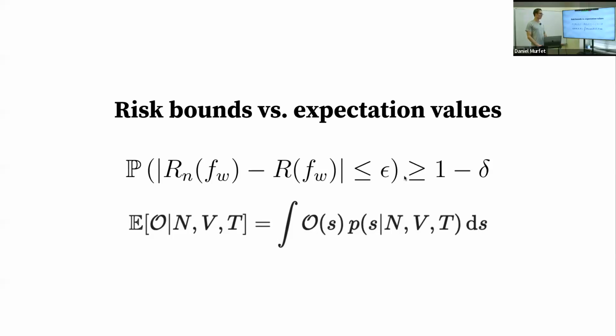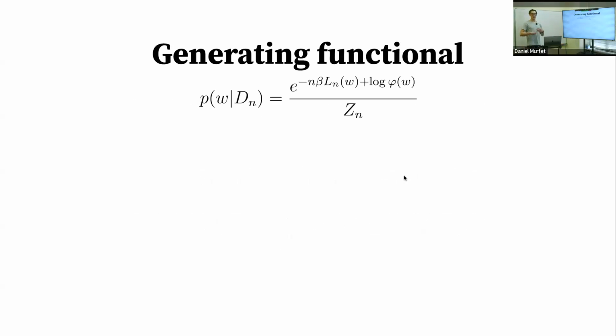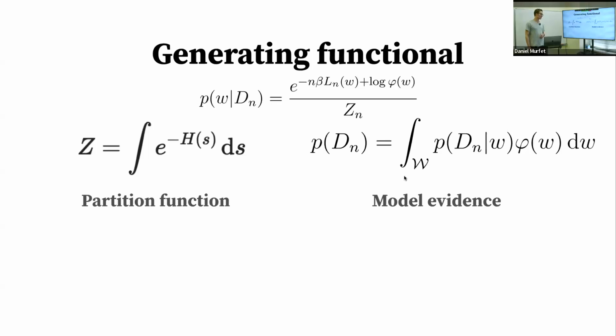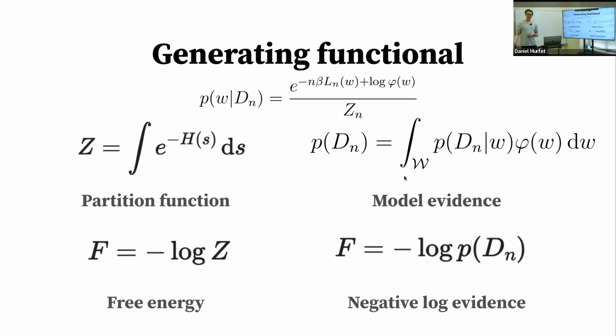So how do you actually compute these expectation values in physics? You have this thing called the generating function. If you remember, we had this Boltzmann distribution, and I took the form here from the learning case. You look at this denominator, the partition function or the model evidence. The next step is you take the free energy, the minus log of this thing. If you have an information theory background, you can think of this as the bits equivalent of the model evidence. We'll just call it free energy from now on for both cases.